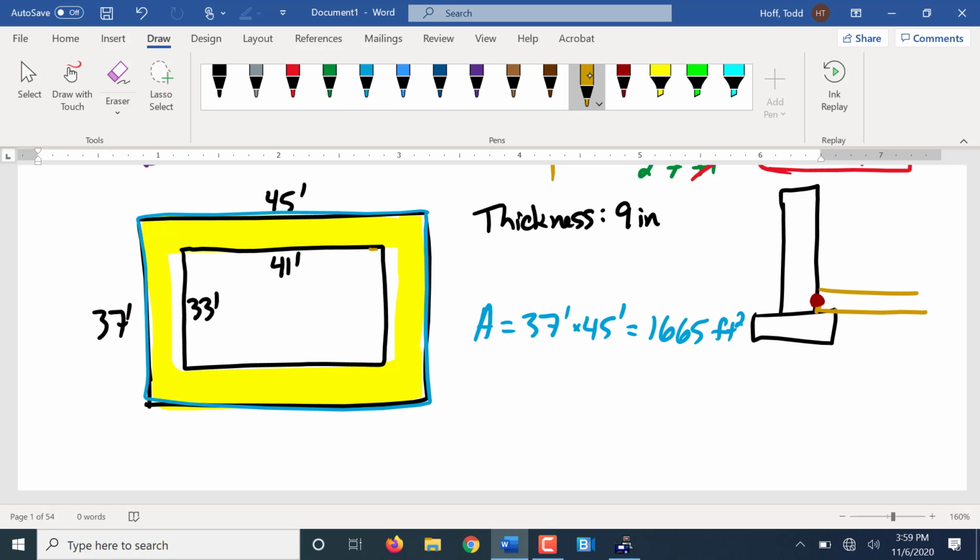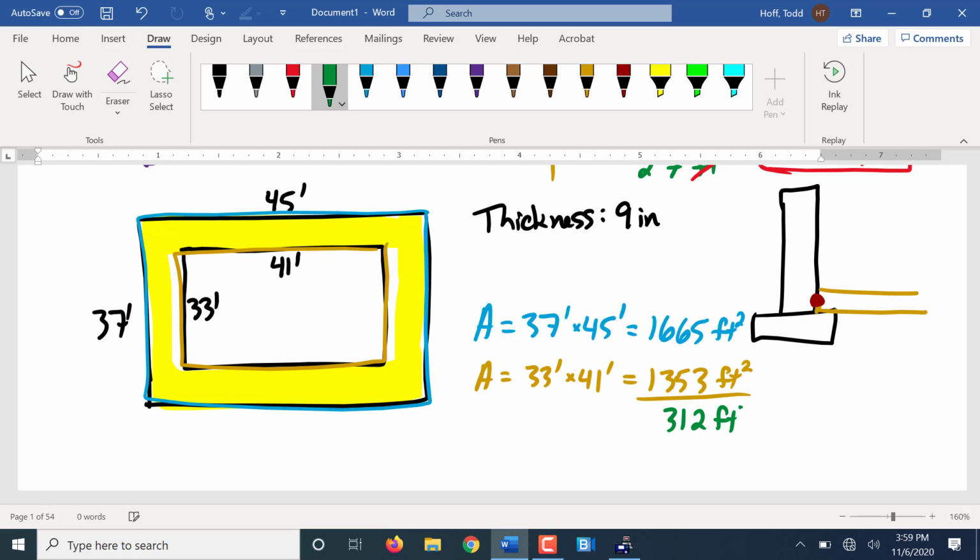And then we have to subtract out the small rectangle. How do we find that area? 33 times 41, which gives us 1,353. We subtract to get a difference of 312 square feet. That is the area of the base.